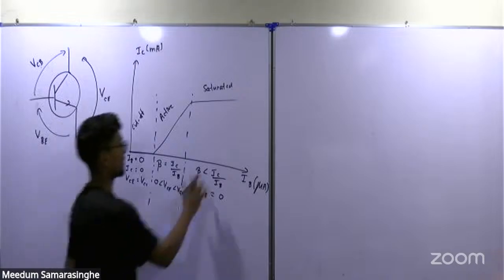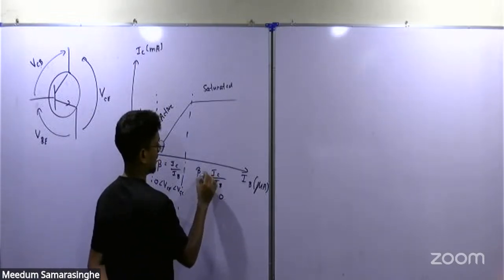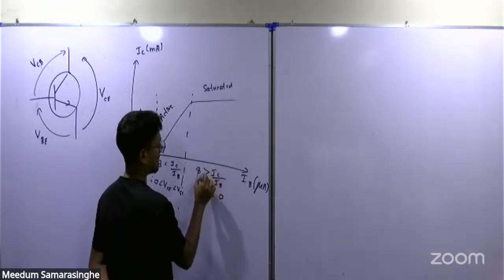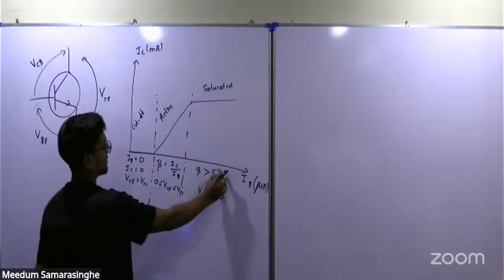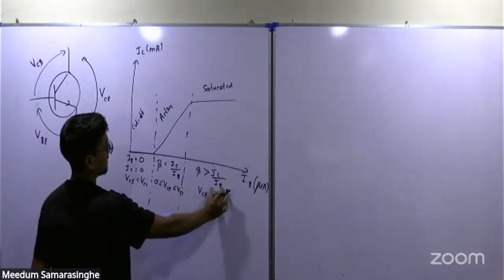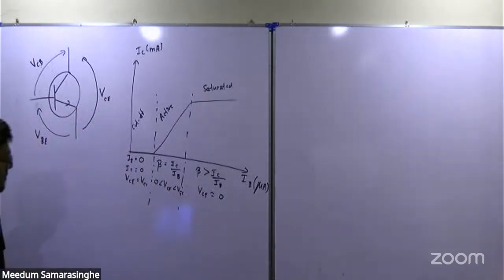Here this ratio is lesser than beta. When you take the ratio between IC and IB in the saturated region, that is lesser than beta.